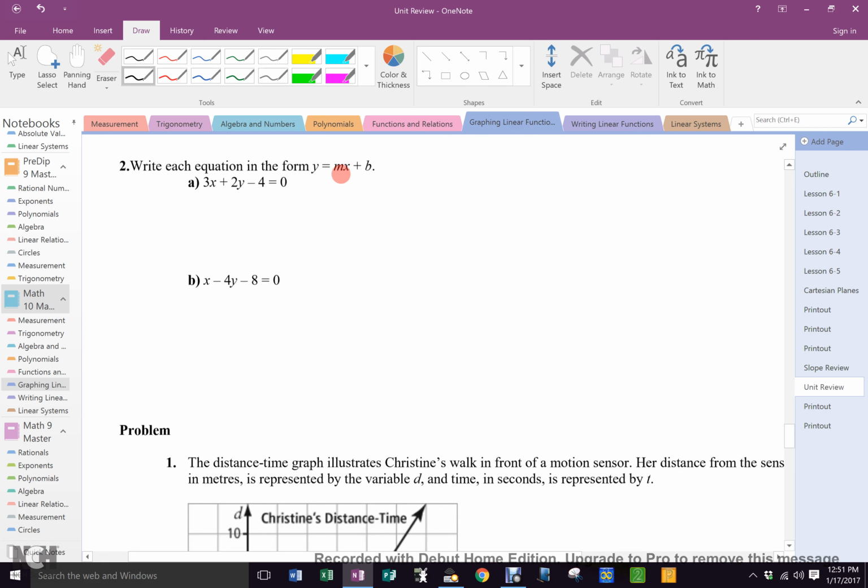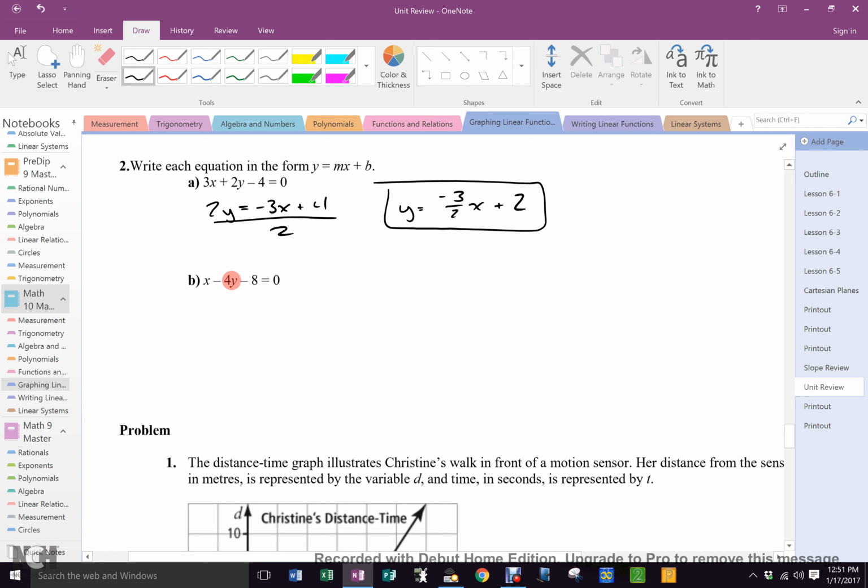Write each equation in that form. Get Y by itself. What are you going to move? Is there a right way to do this? No. Is there a method to do it? Yes, algebra. As long as Y is by itself, it doesn't matter what order you do this question in. I personally would not move Y because he's already positive. So this becomes 2Y equals negative 3X plus 4. Divide everything by 2. Y equals negative 3 halves X plus 2.